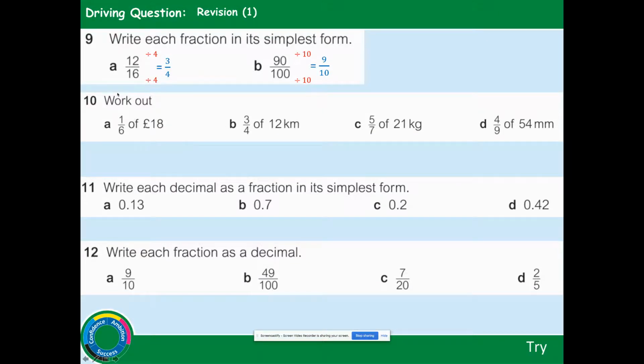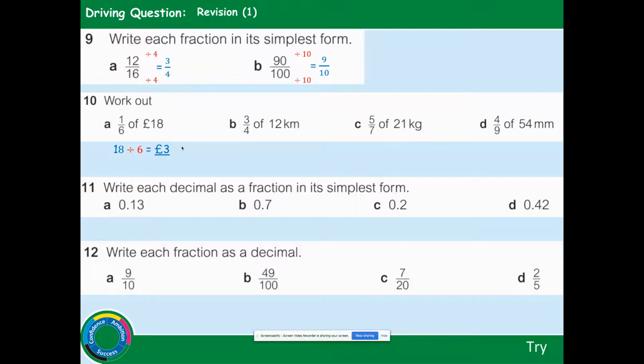Okay, this was getting on in the lessons that we've just been looking at over Unit 5, so now we've got to work out a fraction. So 18 is our quantity of money that we're looking at now, and we need to divide by 6 because we need to find 1/6. So we divide by 6. 18 divided by 6 is 3, so it's £3.